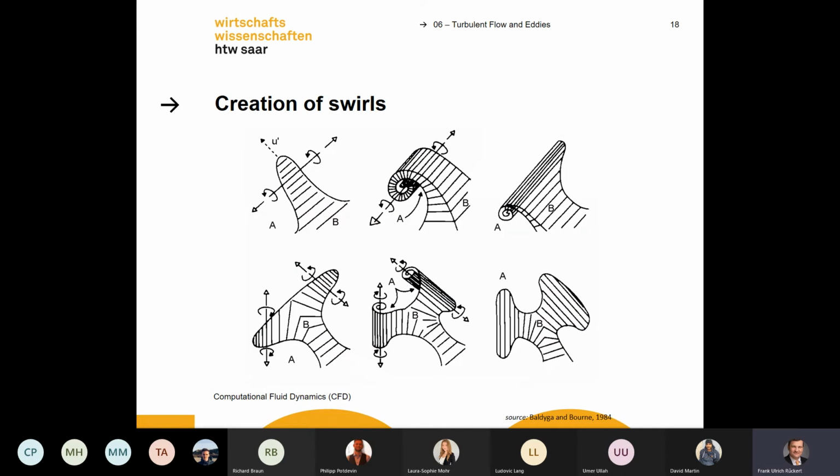Okay, here we see this creation of the swirls. At first, there is one velocity. Fluid is transported laminar by the momentum, and this causes at the upper side kind of swirling, and at the lower side it influences your swirl. You get a rotation region.